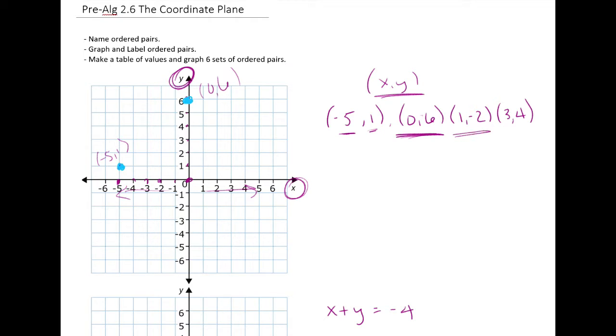Alright, in my third point now I have 1, -2. So I go to the right 1 on the x-axis. And then I'm going to drop down 2 units. Now my y is negative. So I'm going to go down. So this is my point 1, -2. And then I have one more point here. Both are positive. So I'm going to move to the right 3 and then up 4. And so here is going to be my point 3, 4.